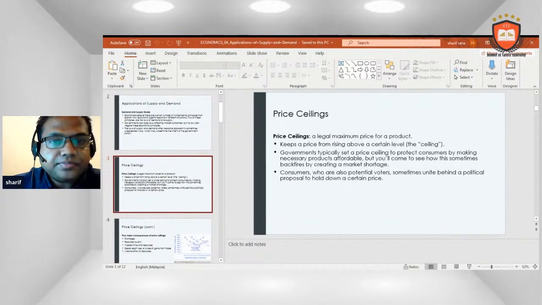Price ceilings. A legal maximum price for a product keeps a price from rising above a certain level, the ceiling. Government typically sets a price ceiling to protect consumers by making a necessary product affordable. But you will come to see how this sometimes backfires by creating a market shortage. Consumers, who are also potential voters, sometimes support a political proposal to hold down a certain price.